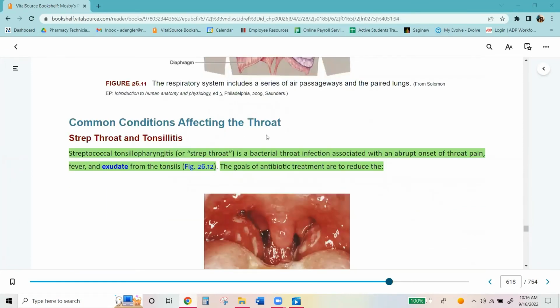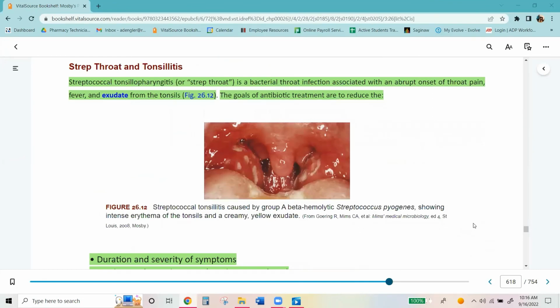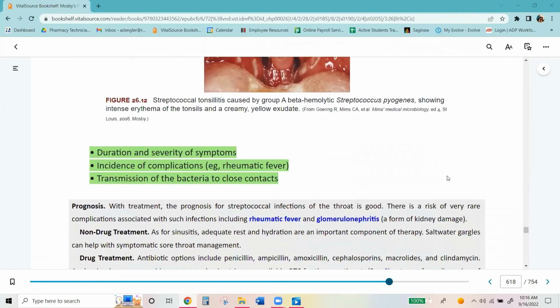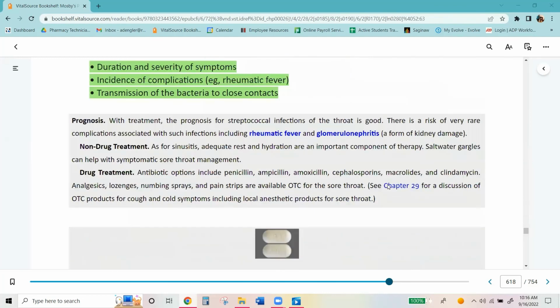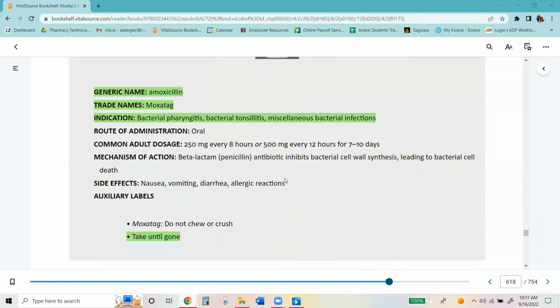Streptococcal, I'm not even going to try to say that name, strep throat, is a bacterial throat infection associated with an abrupt onset of throat pain, fever, and exudate from the tonsils. The goals of antibiotic treatment are to reduce the duration and severity of symptoms, incidence of complications, so like rheumatic fever, and transmission of the bacteria to close contacts. We have the medication, just regular amoxicillin, which is indicated for bacterial pharyngitis, bacterial tonsillitis, and other miscellaneous bacterial infections.